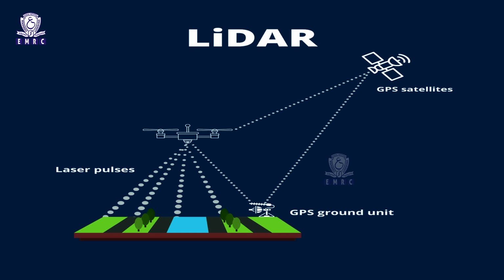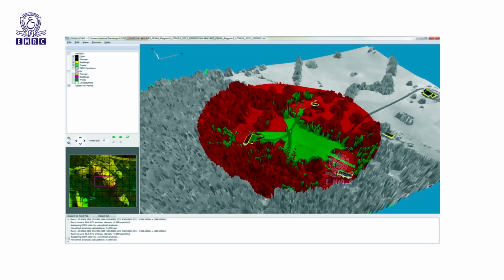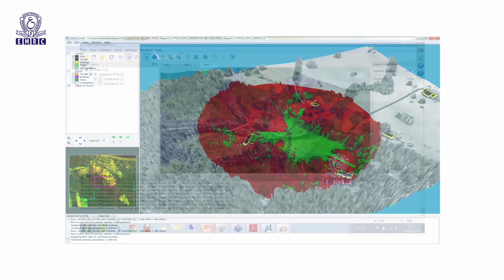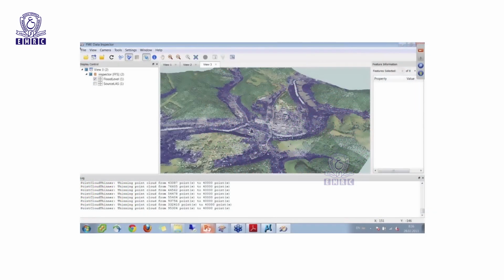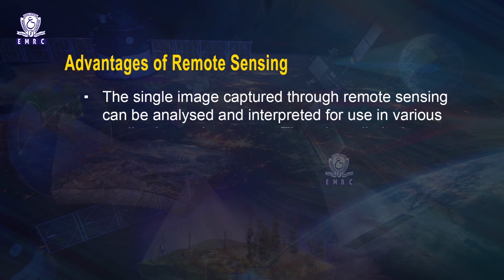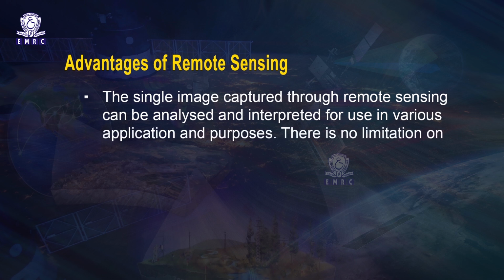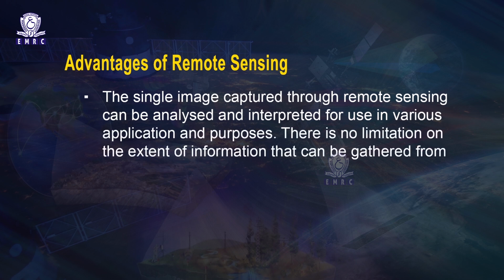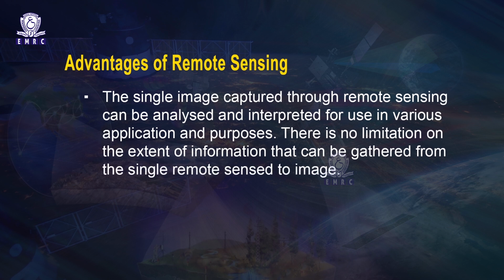As data is analyzed in a laboratory using software, this limits the work needed in the field. Small teams can carry out surveys and analysis post-scan. A single image captured through remote sensing can be analyzed and interpreted for use in various applications and purposes. There is no limitation on the extent of information that can be gathered from a single remotely sensed image.